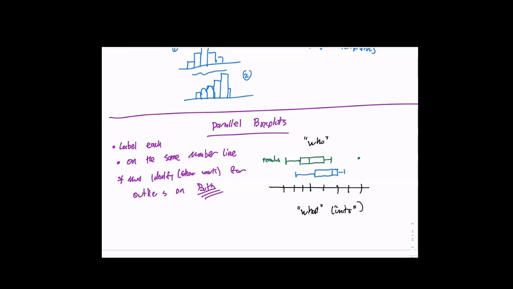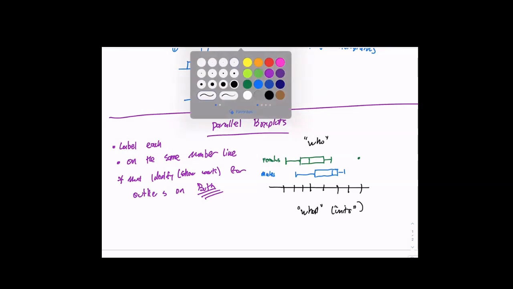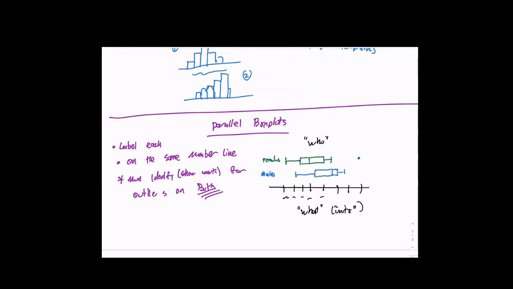And this would be for the males. It's important that you label who is who. And that's as far as I really want you to have to go in tonight's lesson. Making sure they're both above the same number line, on top of each other.